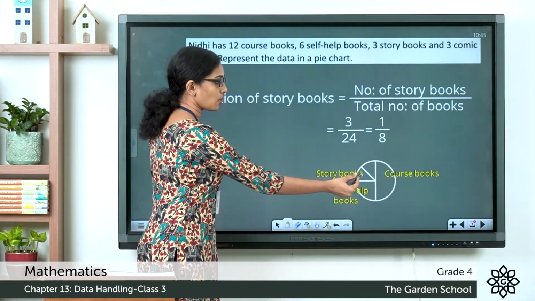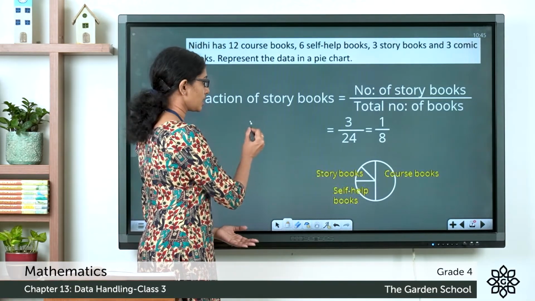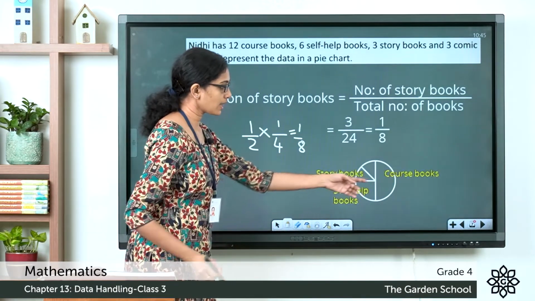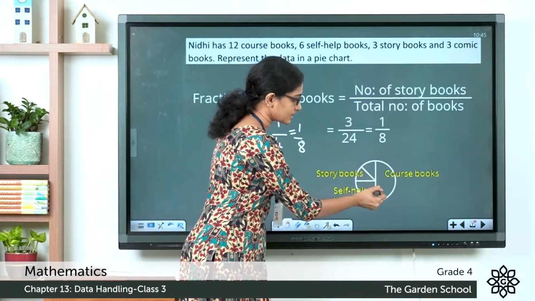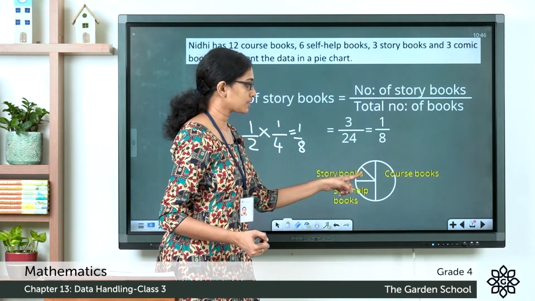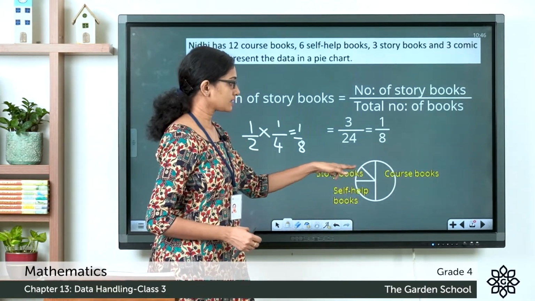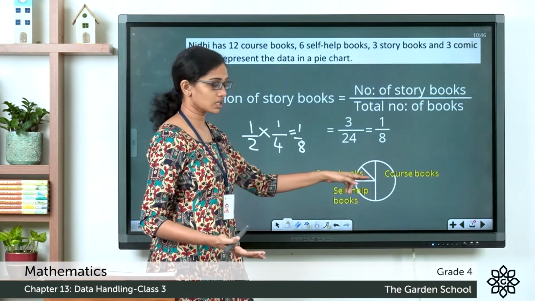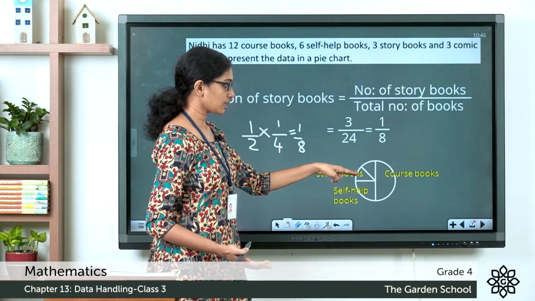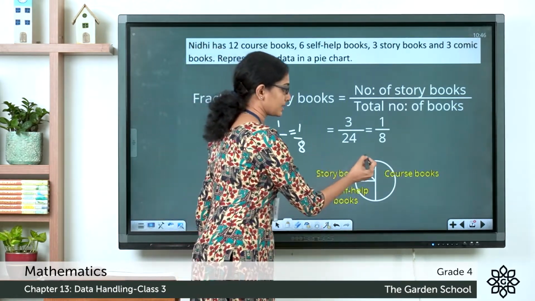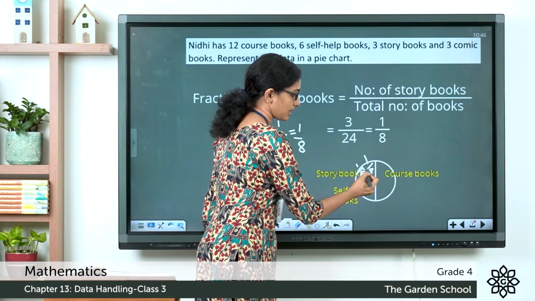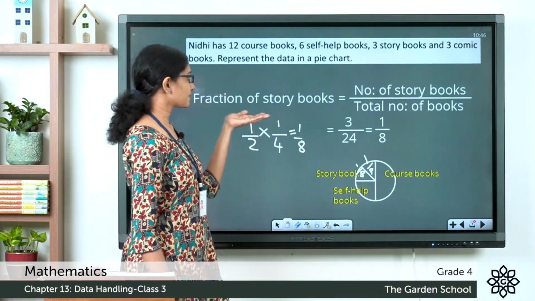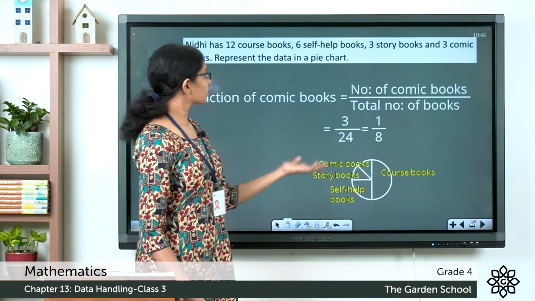See, half of 1/4 will be 1/8, right? Half of 1/4 is equal to 1/8. So if you divide this 1/4 into half like this, each of these parts will represent 1/8, right? So I divided this 1/4, this quarter of the circle, into 2 halves, and this is 1/8 and this is also 1/8. These two are 1/8. Now 1/8 is the sector that represents the fraction of storybooks in this pie chart. Now we are left with one more.